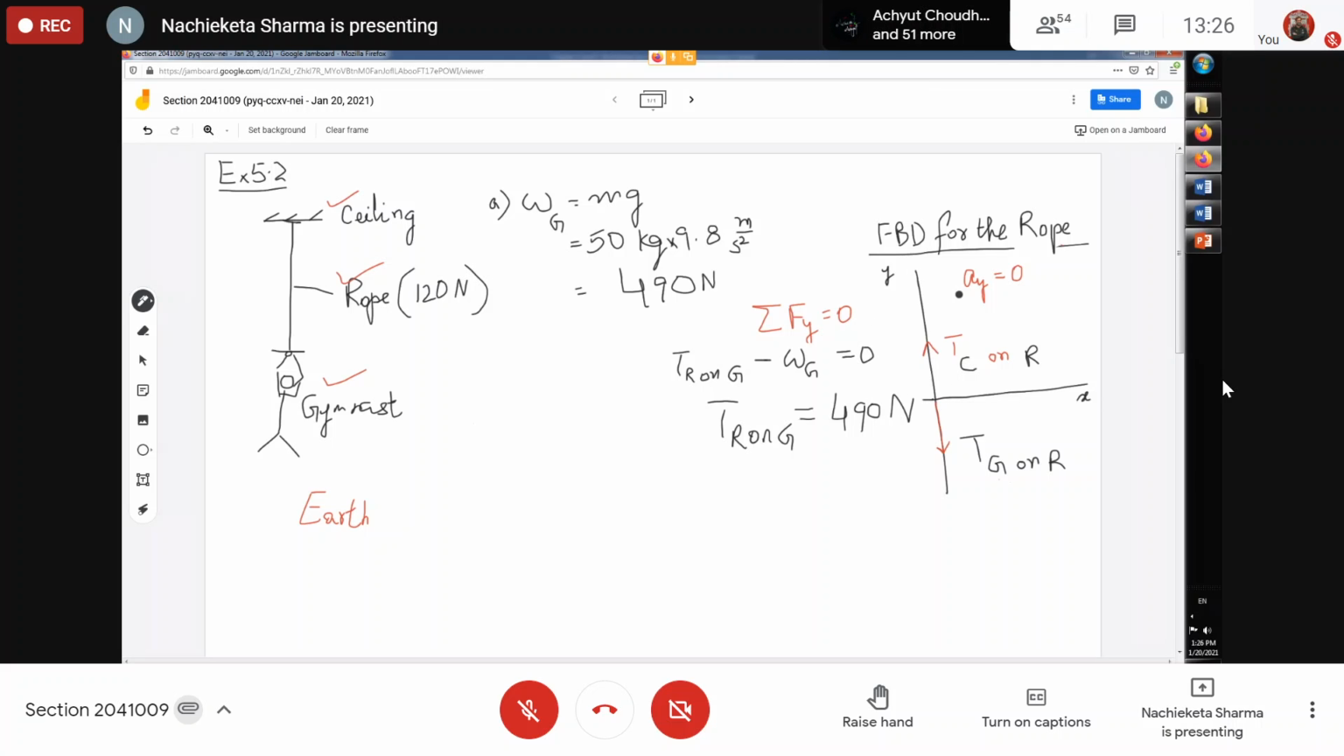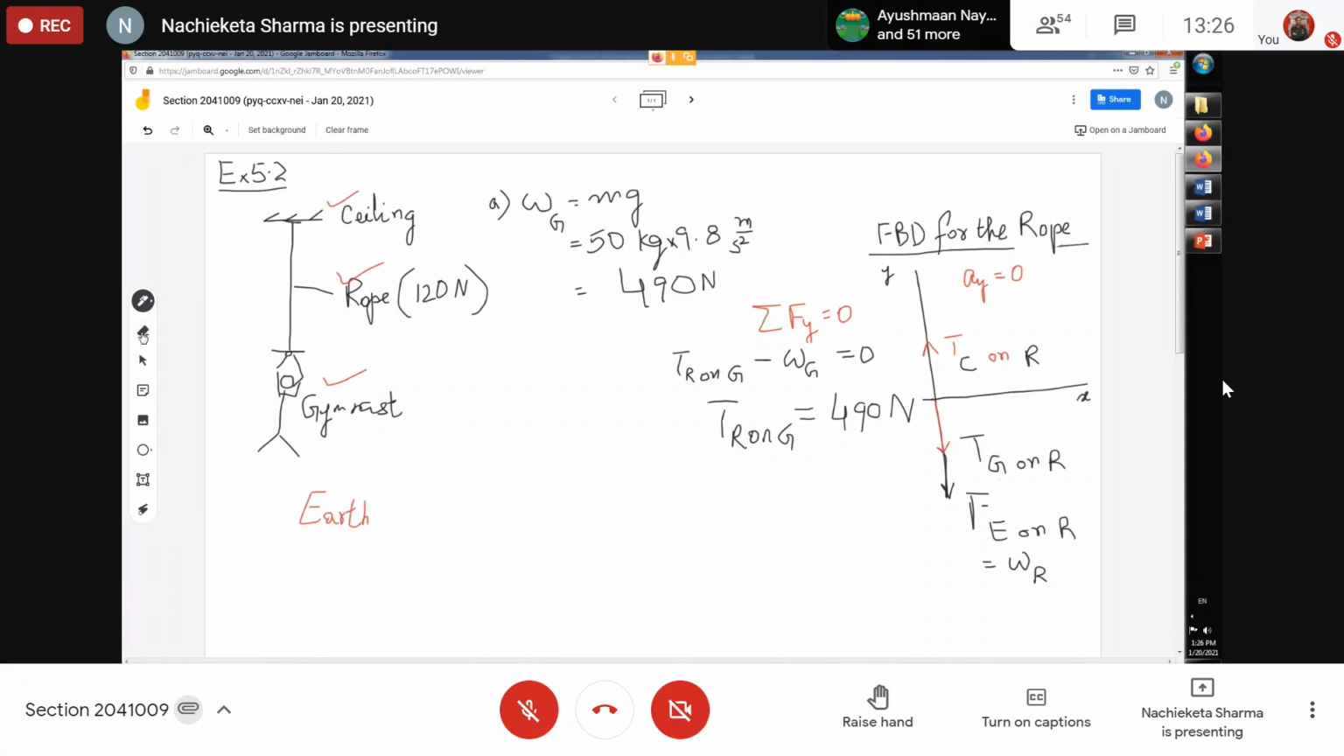Earlier the earth was not attracting the rope because the rope didn't have mass, it had negligible or zero mass. But now it has mass, so the earth will not leave it. So you will show the force of the gymnast. In the downward direction you have two forces, and upward you have one force.